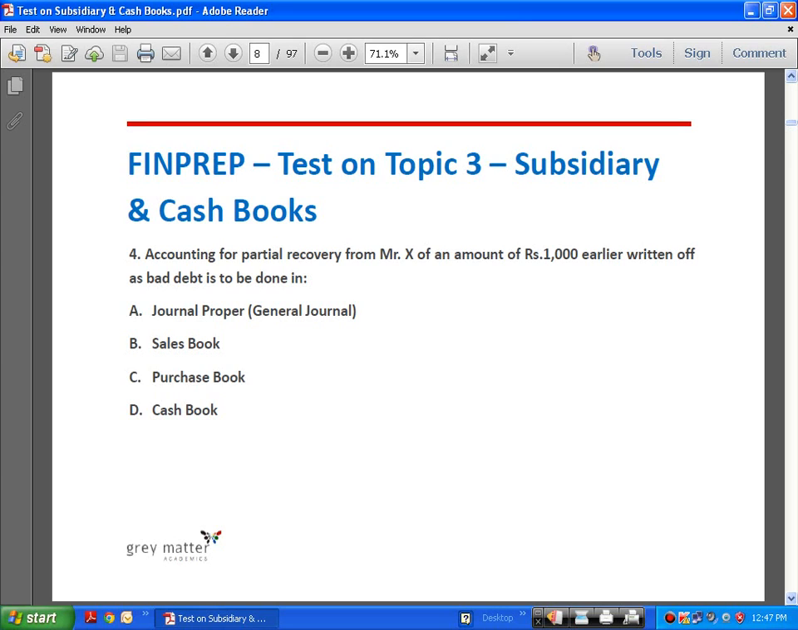Now a debt that was written off as bad, a portion of that debt has been recovered, which means cash has come in. So the entry will be cash account debit to bad debts recovered account. So since cash is involved, the entry will be made in the cash book. So answer is D.